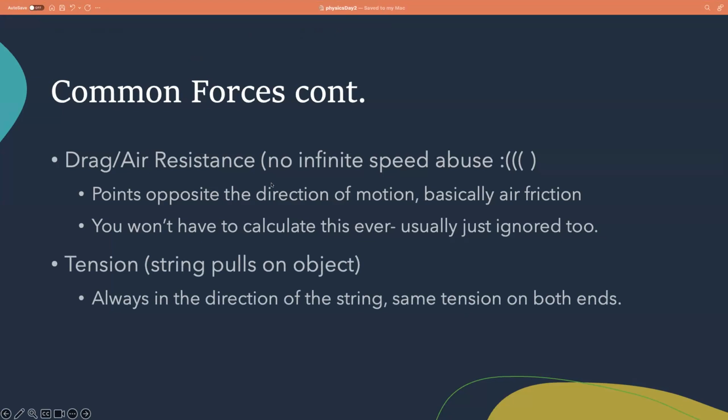Moving on. So tension, typically represented by F_T or something along those lines. And it's just the string pulling on an object, like some sort of rope or anything like that. And this will always be pulling in the direction of the string with the same tension on both sides of the string.